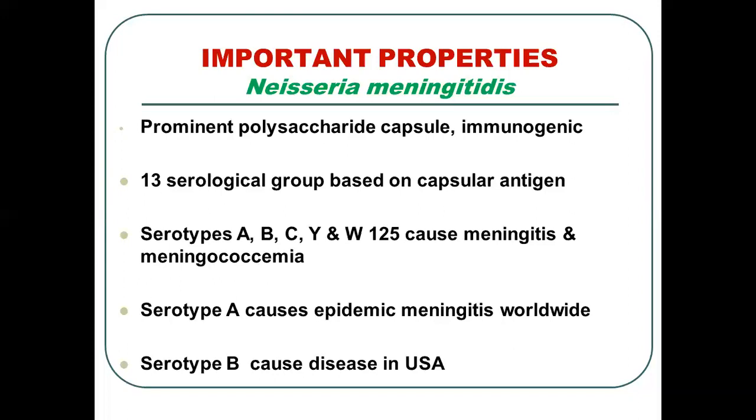So we have 13 serotypes of Neisseria meningitidis. The most common ones that cause meningitis and meningococcal disease are A, B, C, Y, and W135. Serogroup A is prevalent in the entire world, but serotype B is most prevalent in the United States.